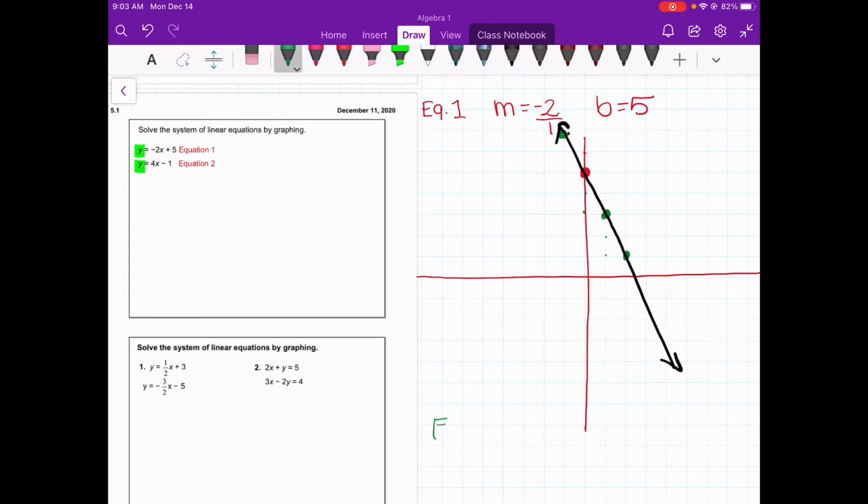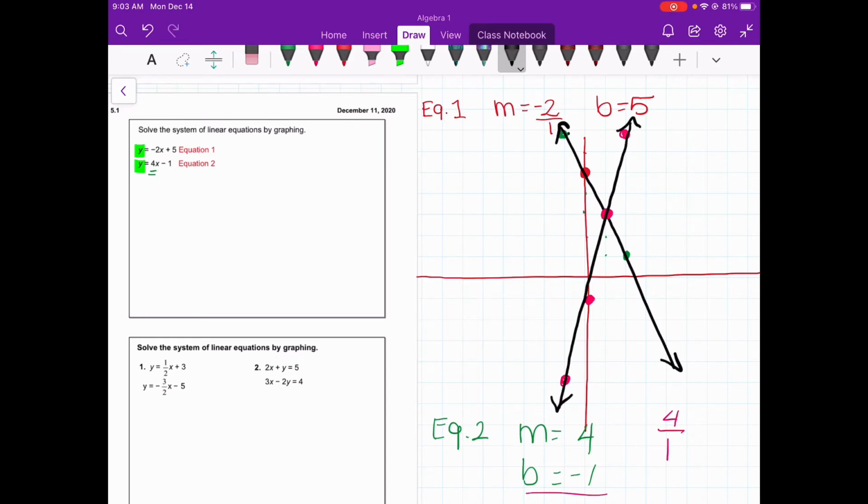Equation 2 gets graphed on the same coordinate plane. The slope for equation 2 is 4. The y-intercept is -1. So I start at -1 on the y, which is right here. My slope is 4, or 4 over 1, which means I can either go up 4, right 1, up 4, right 1, or down 4, left 1. And when I graph that, they both intersect at this coordinate, and that coordinate is (1, 3).